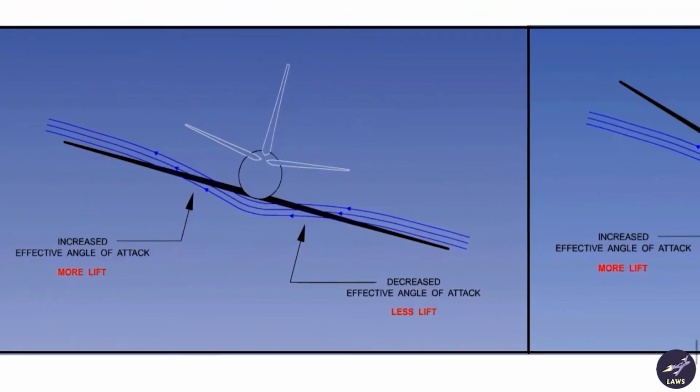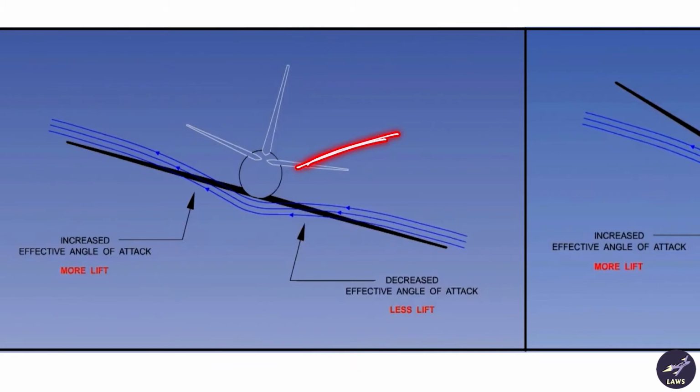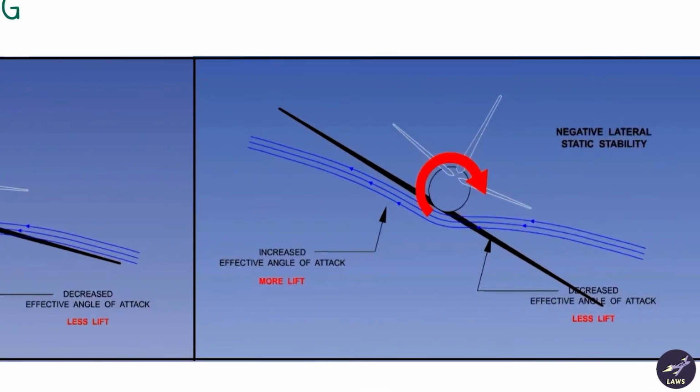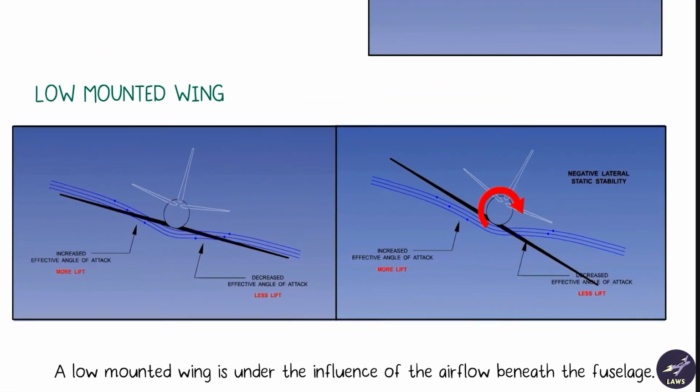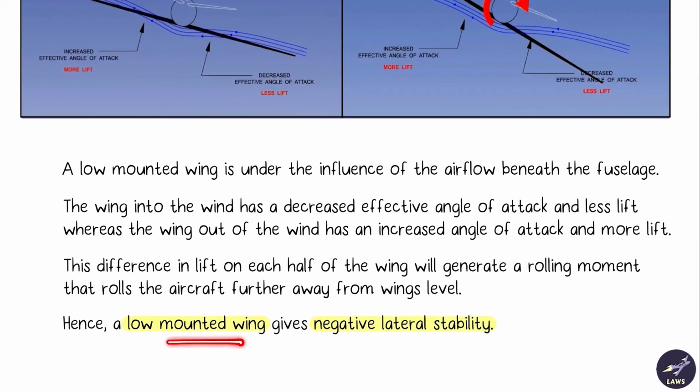So the aircraft is side slipping towards the right. It is going in this direction. So we need a stabilizing moment like this. But in this case, we are getting a lift force here, which is taking the aircraft further away from wings level. So this is creating a destabilizing effect, or negative lateral static stability. So a low mounted wing gives a destabilizing effect, we can say.